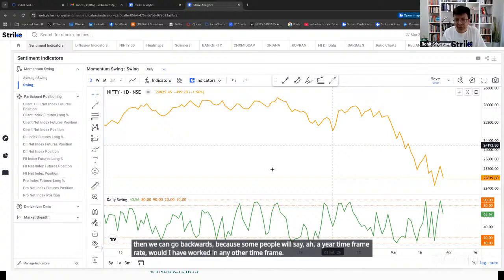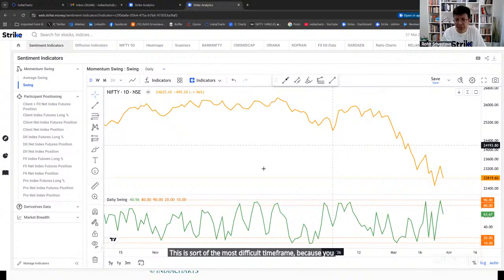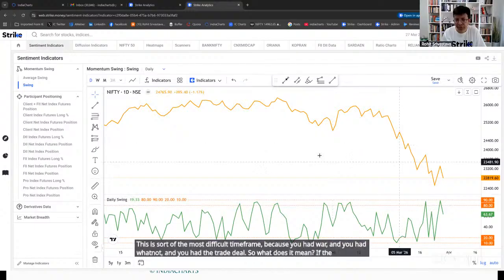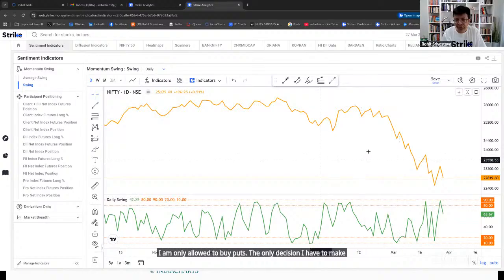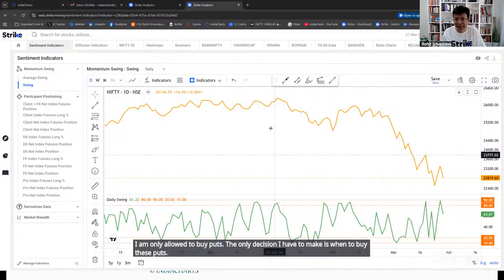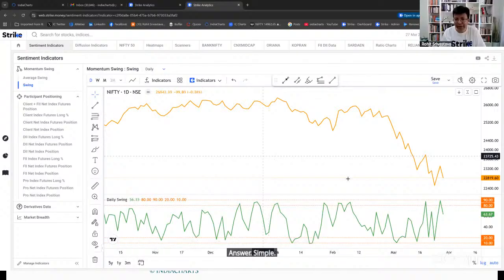It would have worked in any other time frame. This is sort of the most difficult time frame because you had war and you had whatnot and you had the trade deal from year to year. What does it mean? It means number one, I am only allowed to buy puts. The only decision I have to make is when to buy these puts. Answer. Simple. When the swing is above 80 and starts turning down. That's it. That's the answer.